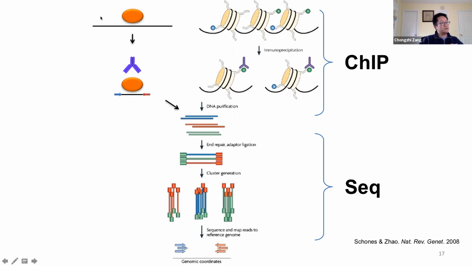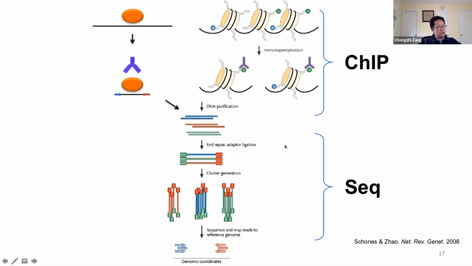Say for a transcription factor, where the protein is interacting with certain regions in the DNA, for either transcription factor or histone modification, we use antibodies to target the factor we're interested in, pull down and purify the DNA, and sequence the DNA fragments of these regions from the genome.